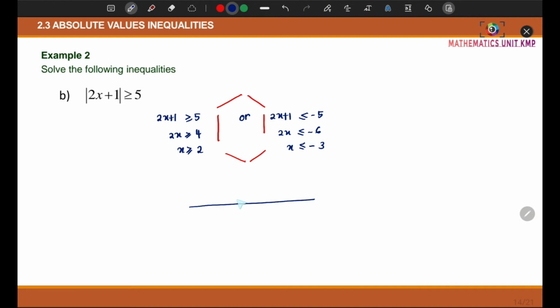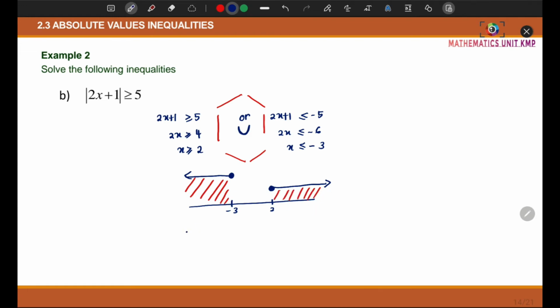So make a number line, negative 3 and 2. So x greater than or equal to 2, close to the right, and x less than or equal to negative 3. So negative 3 to the left. So here we will choose our answer by looking in the middle. So OR is referred to union. Union, we choose the interval that has line. The interval that has line, only this part.